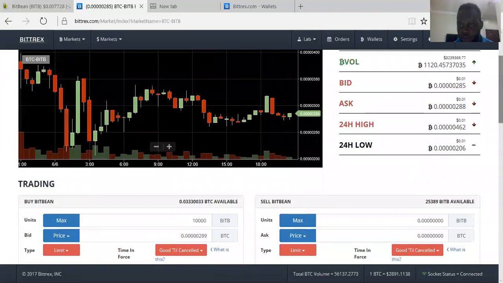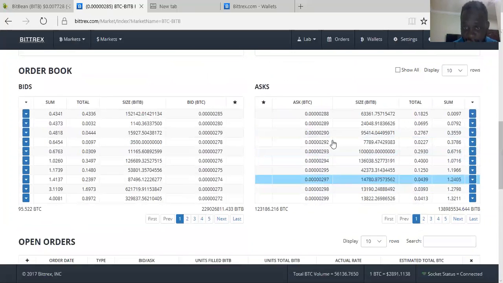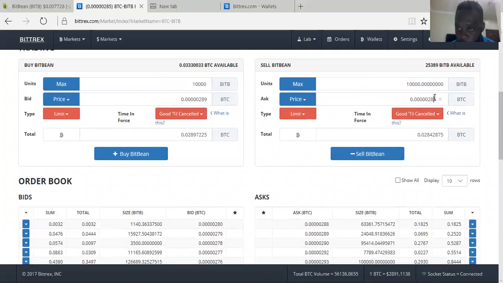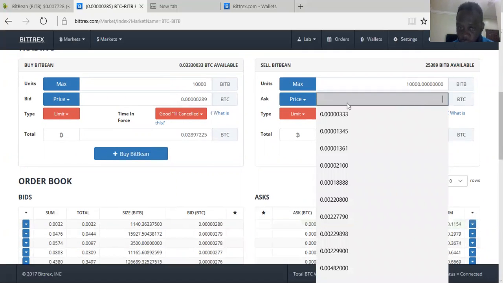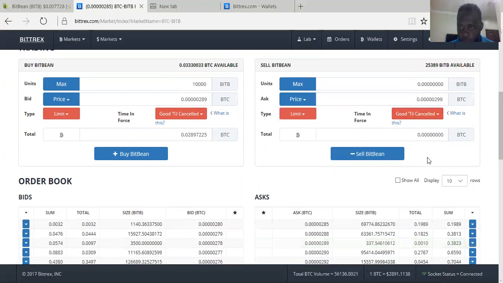Now, what if I want to sell? Simple. The same 10,000 Bitcoin I bought, I can sell. Look at the price here. Let me use the last price. Or I place my order for Bitcoin to be sold for me. I bought at 289, so I can sell at 299. So I just come here, and then I'm selling 10,000 Bitcoin.